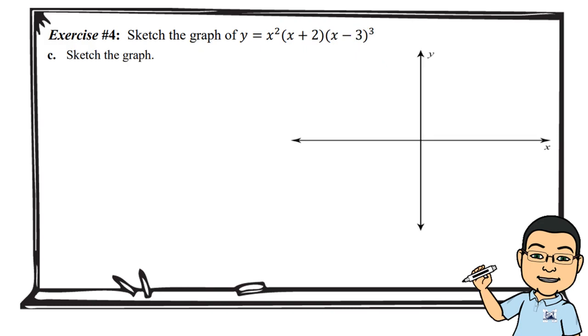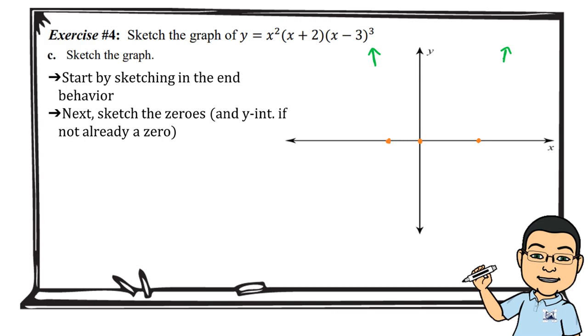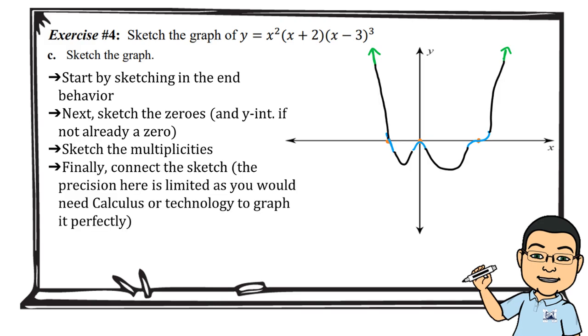So let's see how to sketch this. First, sketch in the end behavior. So just leave yourself some arrows indicating that because this was even positive, we're going to finish up in both directions. Next, sketch in the zeros. And if the y-intercept is different than a 0, let's add that too. Then, sketch in the multiplicities. Pass through at -2, a bounce or a touch at 0, and a flex at 3. And then lastly, connect the sketch.